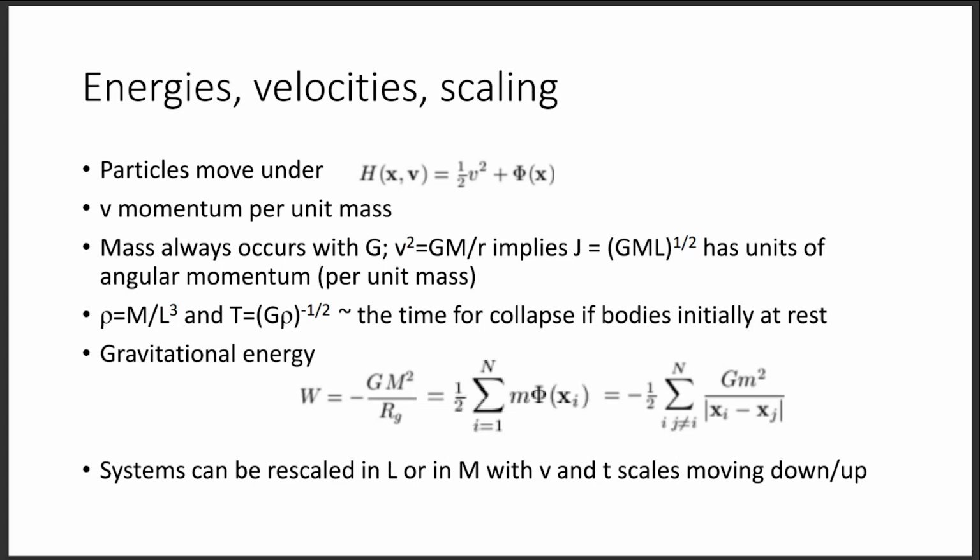The gravitational potential energy has units of GM squared over r. Now this is potential energy not per unit mass, but potential energy, hence the squared. And we define the gravitational radius r_g by saying that whatever the potential energy of a system of mass M is, it is this number here.